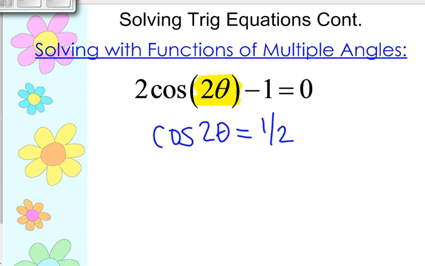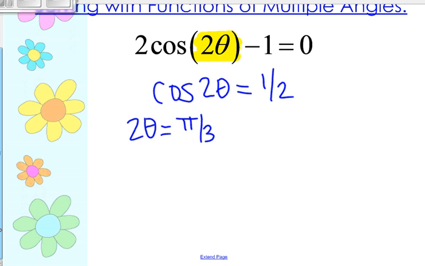I noticed on your notes it said 2 theta, so I just changed it. We're going to say, where does cosine equal 1/2? And that's going to be that pi over 3 family. So I have 2 theta this time instead of just theta equals pi over 3. And I have another 2 theta where cosine is positive, which is 5 pi over 3.